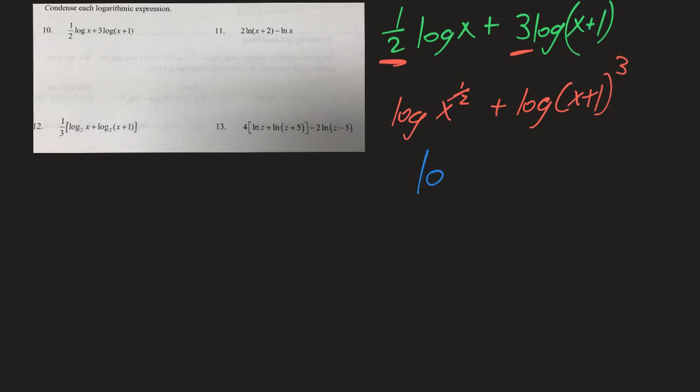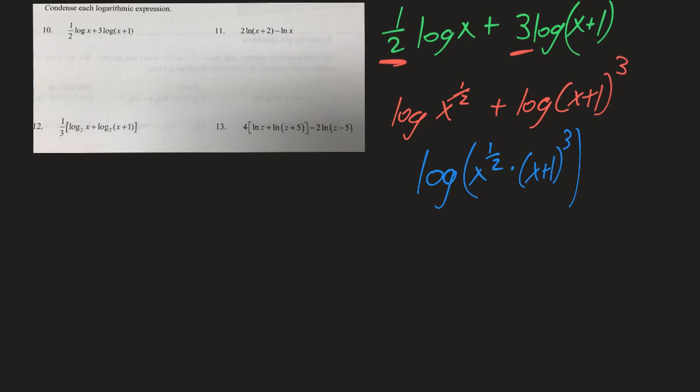So we have log of (x to the 1/2 times (x plus 1) to the 3rd). And again, I keep putting these parentheses because I really do want to keep clear, hey, these are in the log and what's outside of the log.